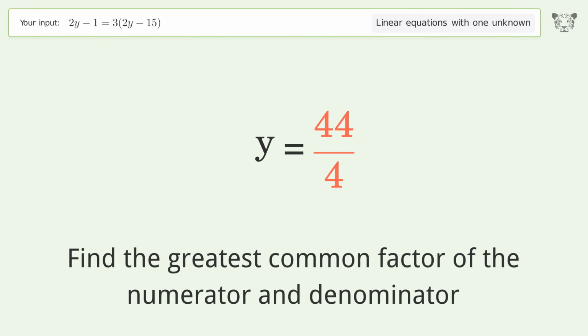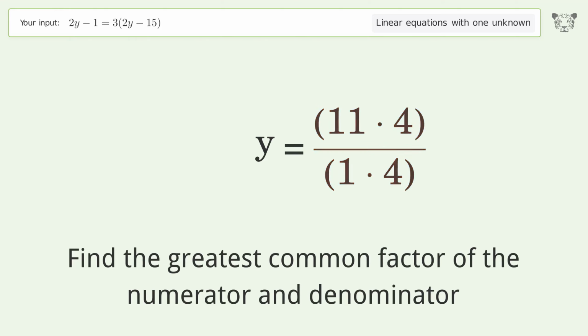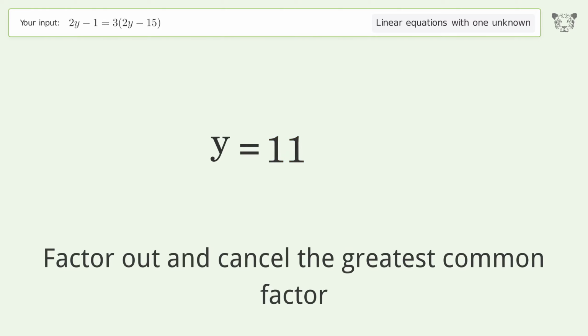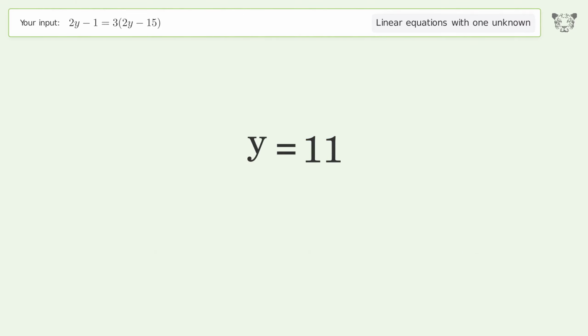Find the greatest common factor of the numerator and denominator. Factor out and cancel the greatest common factor. And so the final result is y equals 11.